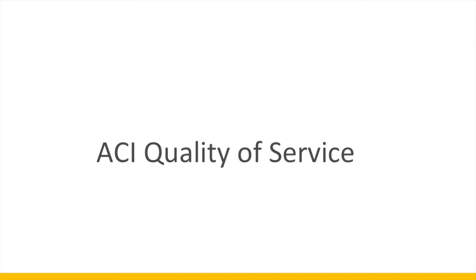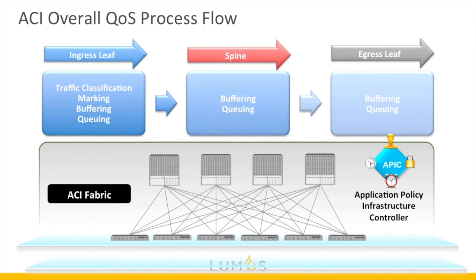All right, now let's talk about ACI quality of service real quick. So the overall QoS process flow: our traffic classification and marking is done on the ingress leaf, and that's it. We don't do any classification or marking on the spine, and we don't do it on the egress leaf. So it's all done on the ingress leaf. Buffering and queuing is done on the ingress leaf. It's also done on the spine if we're going through the spine, and done on the egress leaf as well.